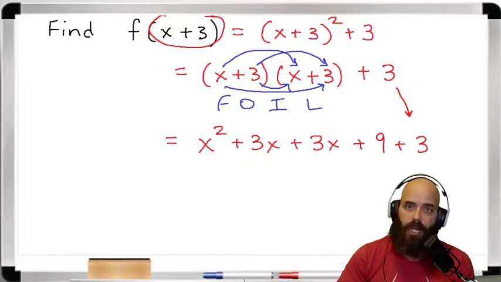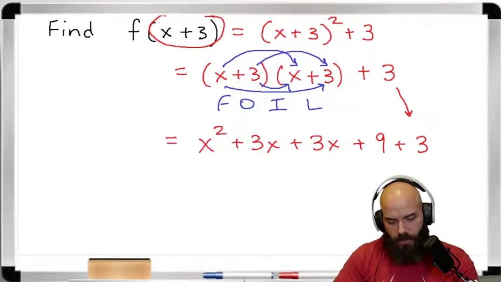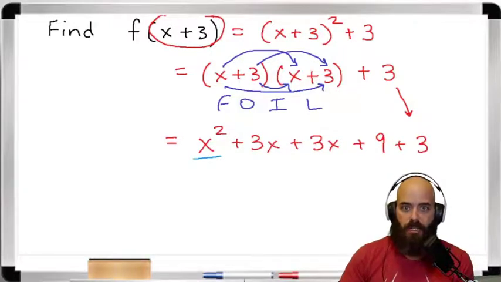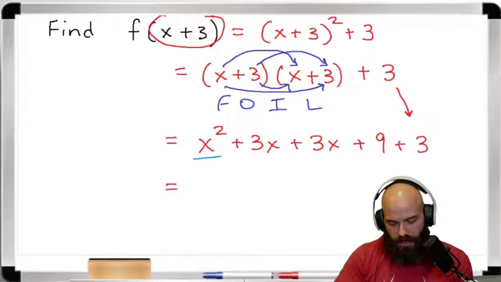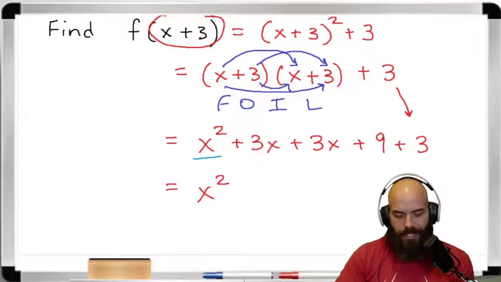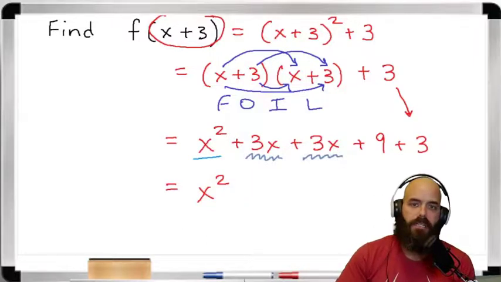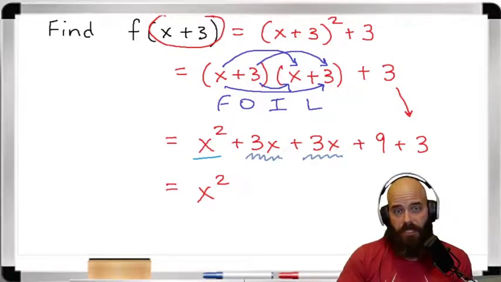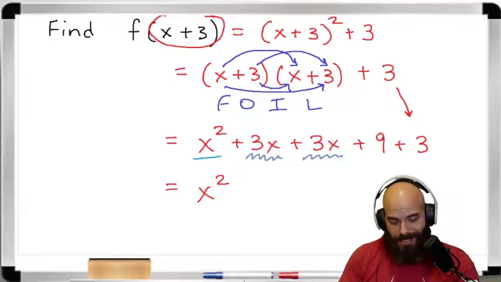And now at this point, I just want to combine my like terms, anything that's common. So if you notice, there's no other x squared term in my expression here. That's the only one, and therefore there's nothing to combine that with, so it's just x squared. But now if we take a closer look at the x's, there's a 3x and a 3x here, right? And so those 3x's are common terms. We can combine them together. 3x plus 3x is equal to 6x.